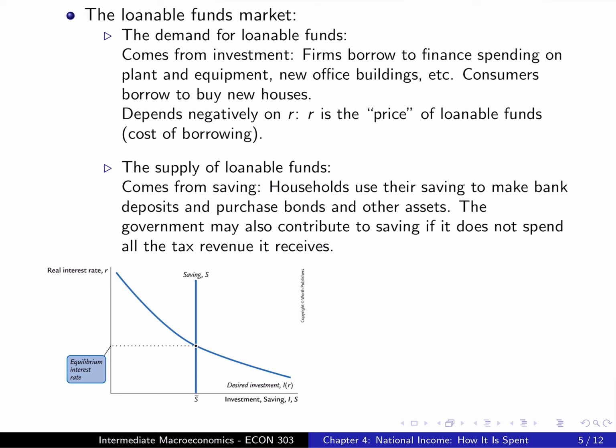The vertical line represents saving, denoted by S bar. In this model, saving is fixed, exogenous to the interest rate. The equilibrium interest rate is determined at the point where investment demand equals saving supply. This is where the two curves intersect. This intersection gives us the interest rate that clears the market, ensuring that the amount of savings supplied equals the amount firms want to invest.